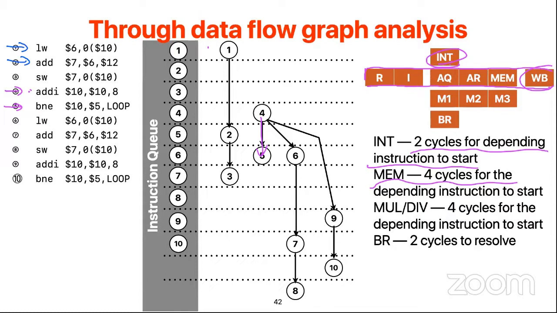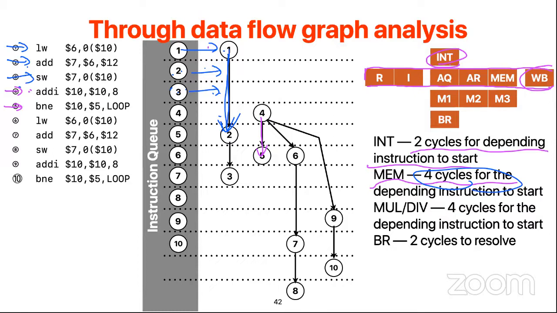Because this is four cycles apart, 1, 2, 3, 4, so 1 and 2 should be four cycles apart, right? If you draw this pipeline, this data flow graph, you will figure out in the first cycle we can issue instruction one. Two and three are decoded at the same time. However, the second instruction needs to wait for one for four cycles, so it can only be here. And for three, it has to wait for two.